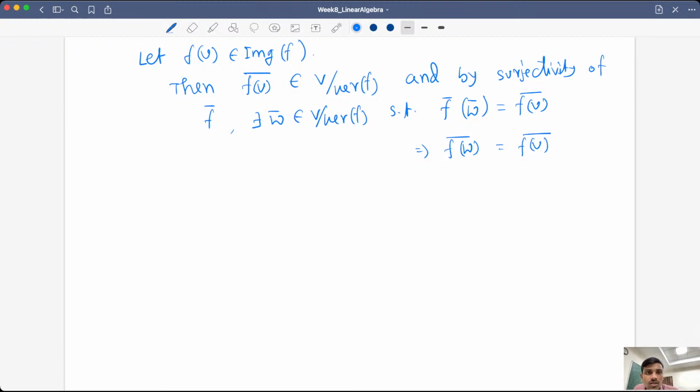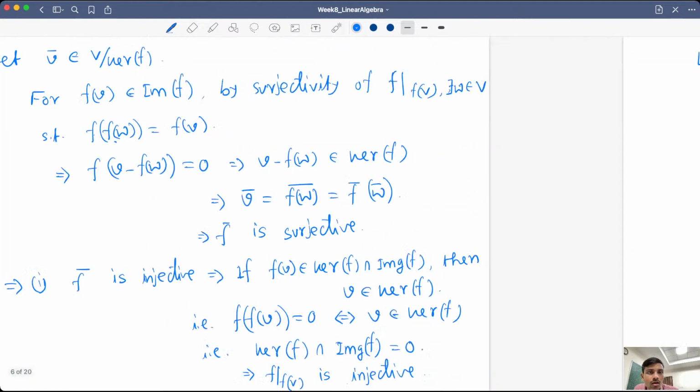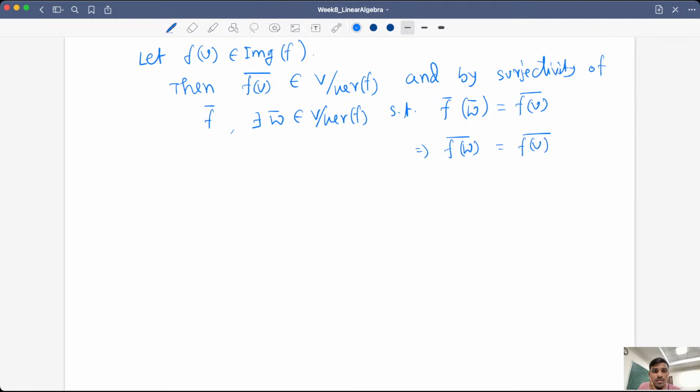probably I missed something here. So I should consider instead, yes, I'm not getting anything new, so okay, I should consider v itself. Let v bar belong to this. Then by surjectivity of f bar I will get w bar such that f bar of w bar equals v bar.